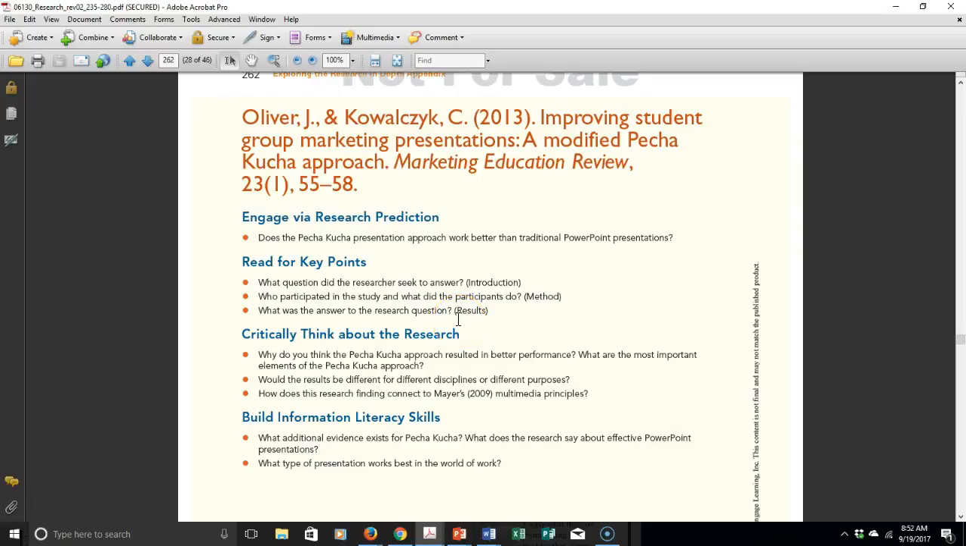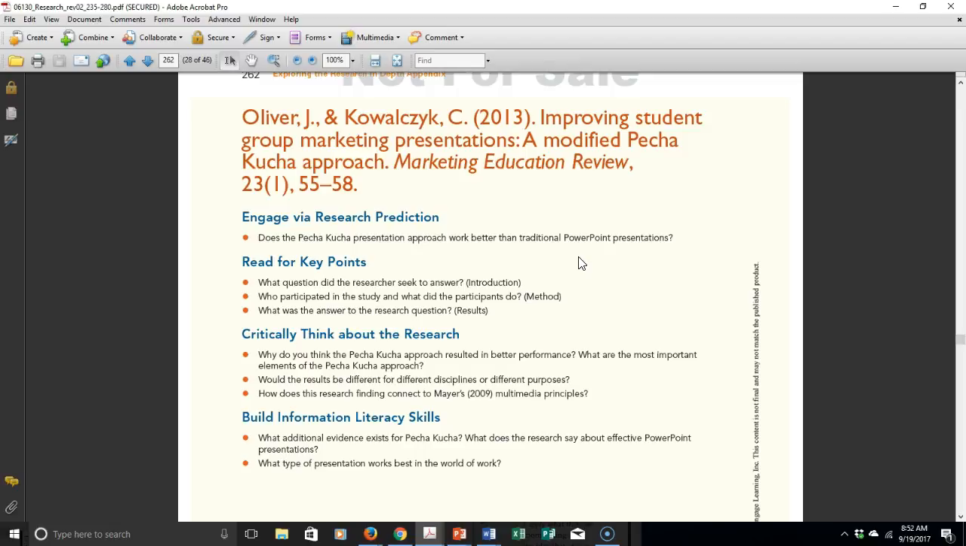Okay, in this particular study, the researchers were interested in looking at student presentations. In particular, they wanted to explore whether a newer approach called the Pecha model was more effective than a traditional PowerPoint presentation. Now, in order for you to engage in this research prediction, which basically asks you, do you think the Pecha presentation approach worked better than the traditional PowerPoint presentation approach, you'll need to at least know what Pecha is.